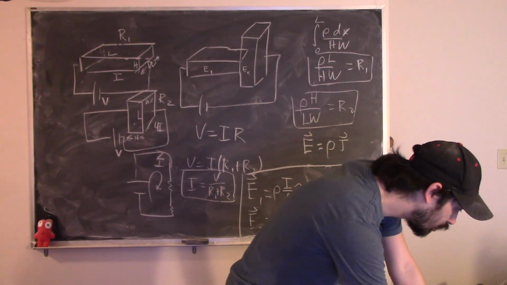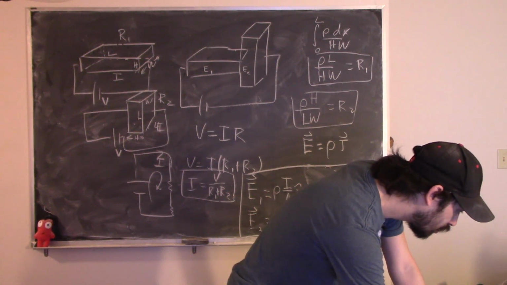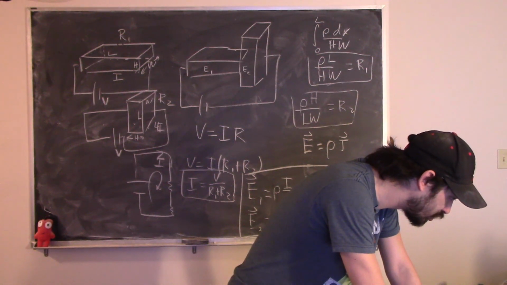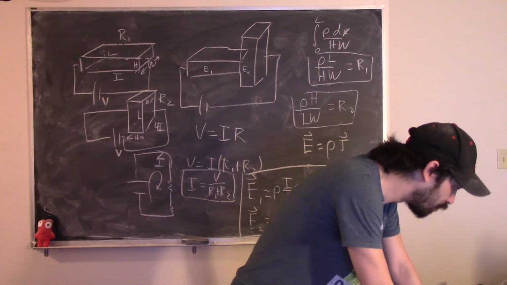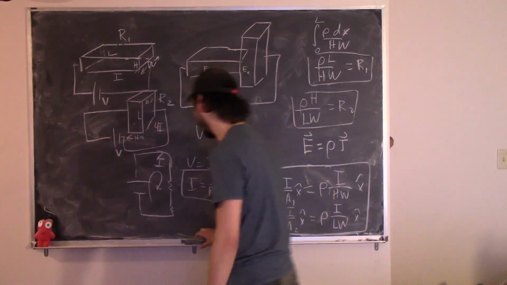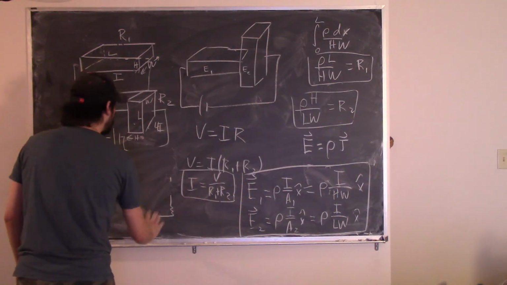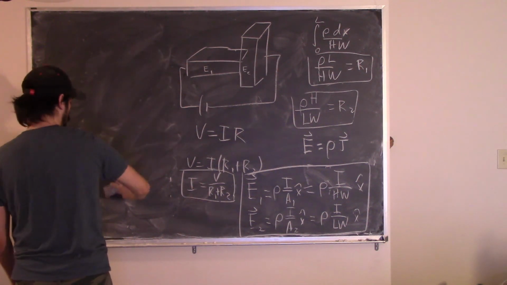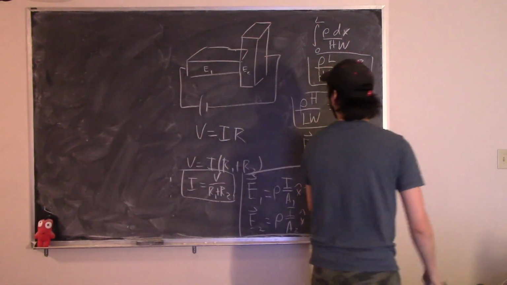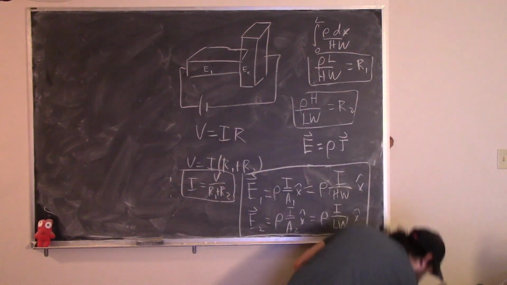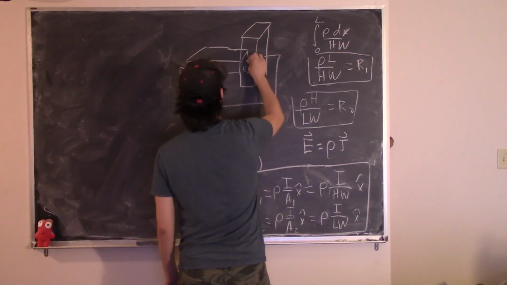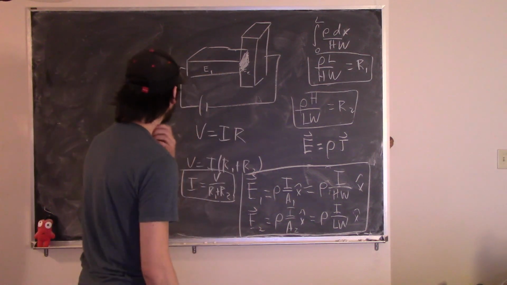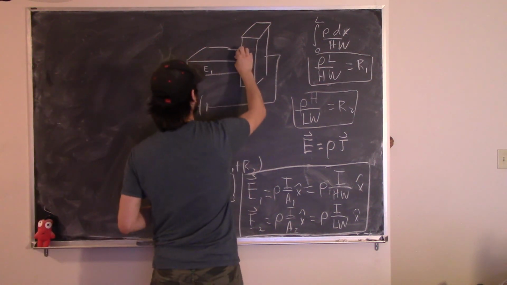So let's see. What charge would reside on the rectangular surface H by W where the blocks are joined? Oh man, this one really goes and gets it, huh? So now what we want to do is find what the charge is that is on this surface. In order to do that, we can draw some Gaussian surface like this.